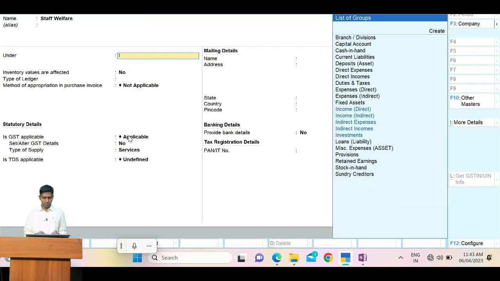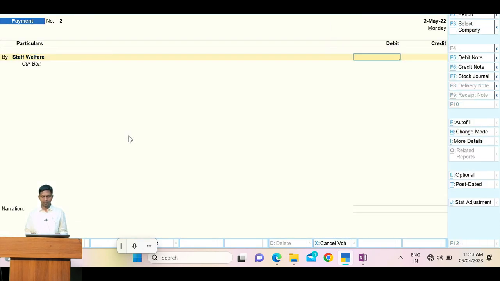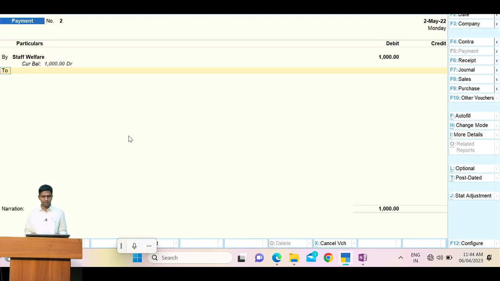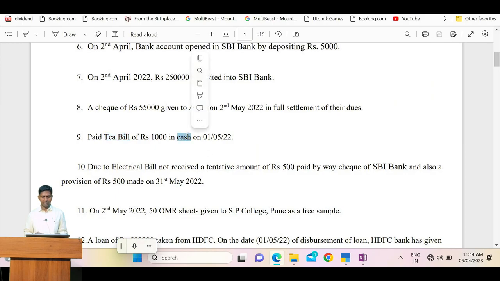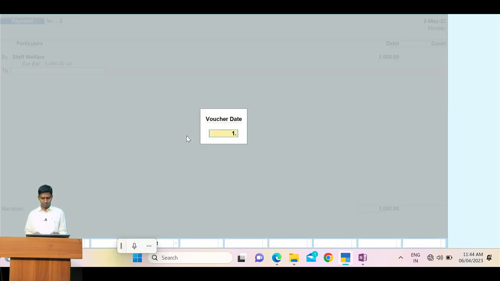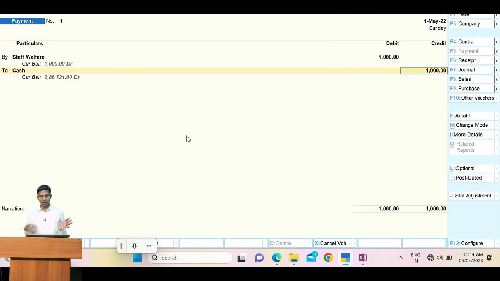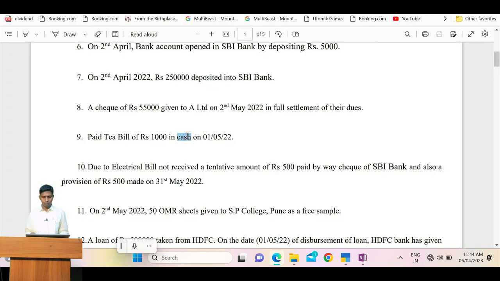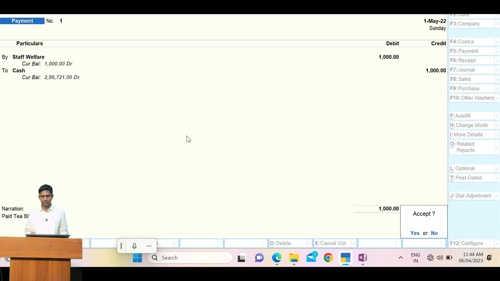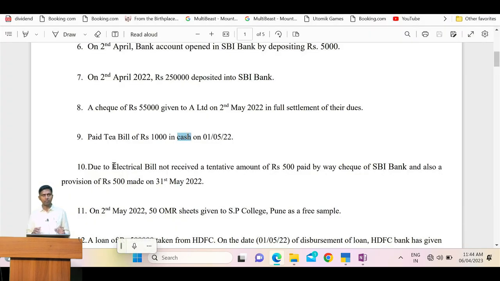Staff welfare account. This is under indirect expenses, say indirect expenses, enter, inventory it will not affect, 1000 rupees, and then cash or bank, cash on 1st May only. I have a habit to give the date later on, but you give it first, 1000 here. No need actually, but in staff welfare, if you want to specify, just write paid T bill this much. To whom, we don't know, therefore only this much on 1st May. Enter, accept. While solving, if you want to give the narration, otherwise no need to give. I will understand what this transaction is all about.